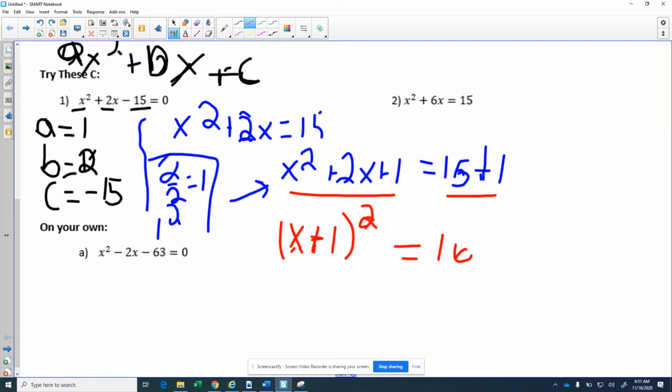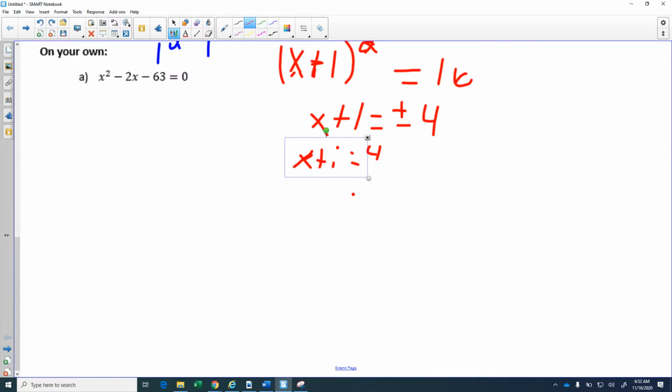And then from there, we can solve it by simply doing what we did yesterday. We take the square root of the other side. That would give us x plus 1 equals positive or negative 4. And then we just split this up into two parts. X plus 1 equals 4, so we have the positive answer. If we subtract the 1, we get x equals 3 as an answer. And then over here, we do our second version. This comes out to be x plus 1 equals negative 4.